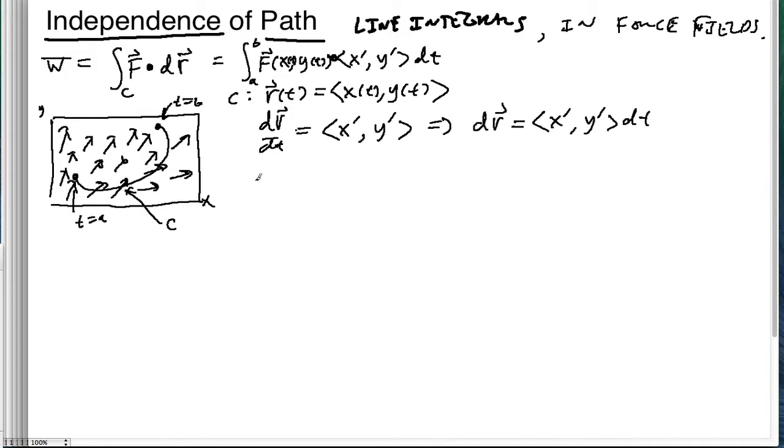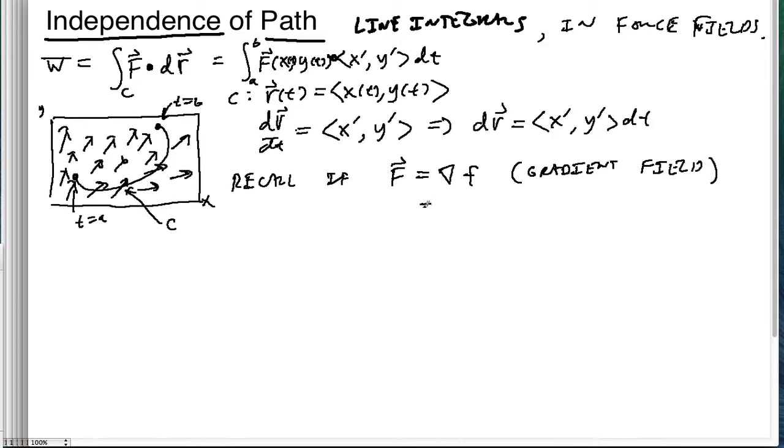So we learned last time, recall, that if our vector field is what we call a gradient field, that is, we can write F as the gradient of some scalar function, we call it a potential function.